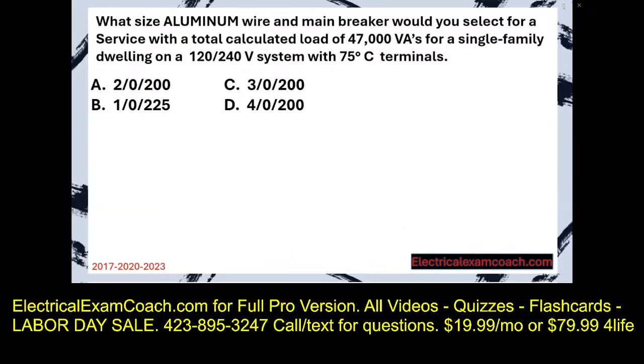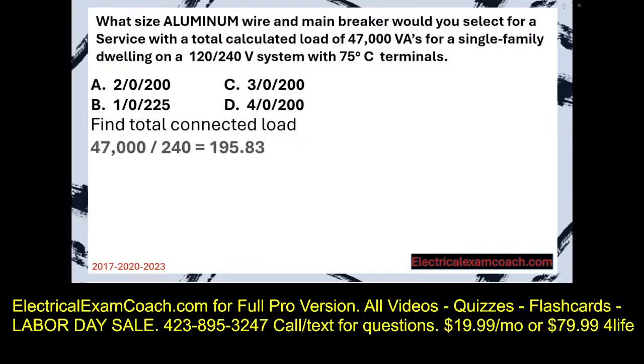What size aluminum wire and main breaker would you select for a service with a total calculated load of 47,000 VAs for a single-family dwelling on a 120/240 volt system with 75 degree C terminals? Step 1, we're going to find our total connected load. In this case, they've given it to us, and we're just going to divide, just like we did before.